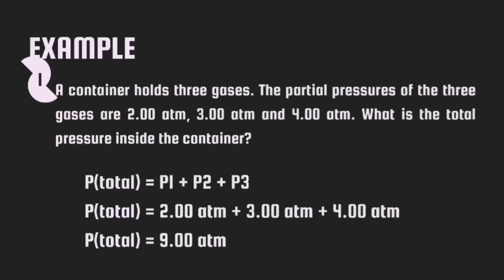Our formula is total pressure equals P1 plus P2 plus P3. First, we need to substitute our givens into the formula. Second, we need to add the givens: total pressure equals 2.00 atm plus 3.00 atm plus 4.00 atm. Therefore, the total pressure is equal to 9.00 atm.